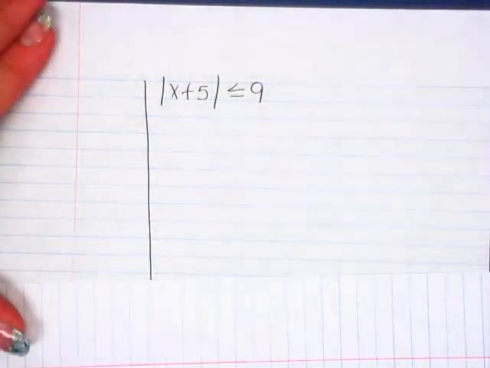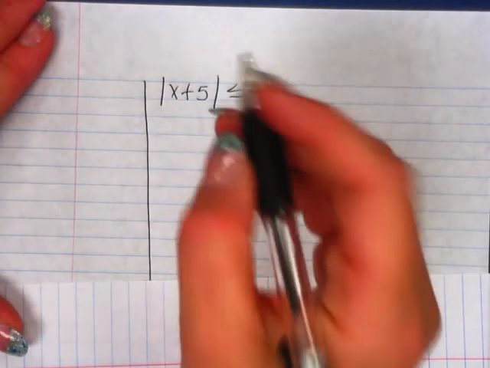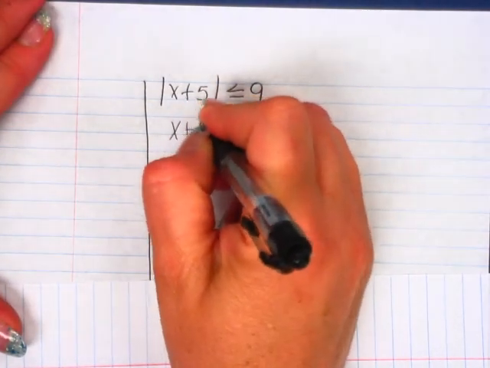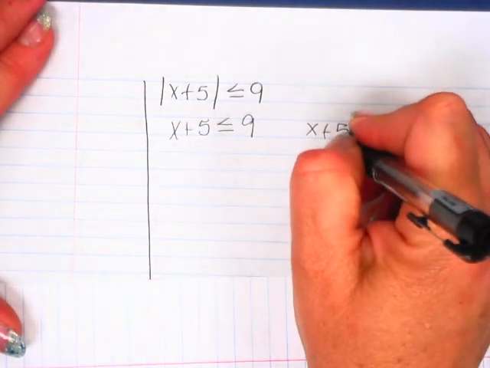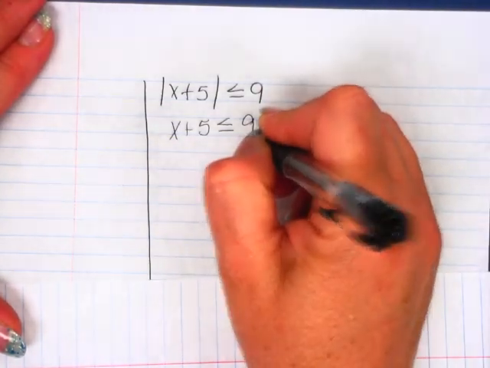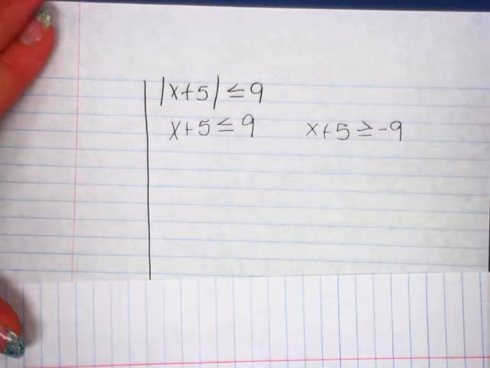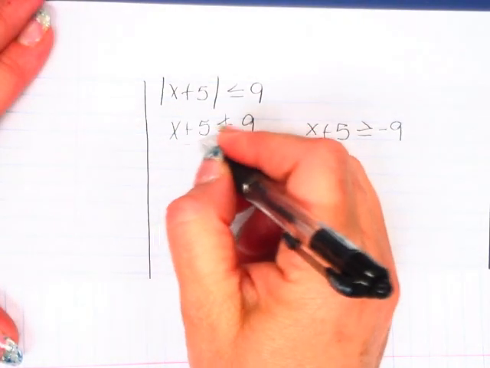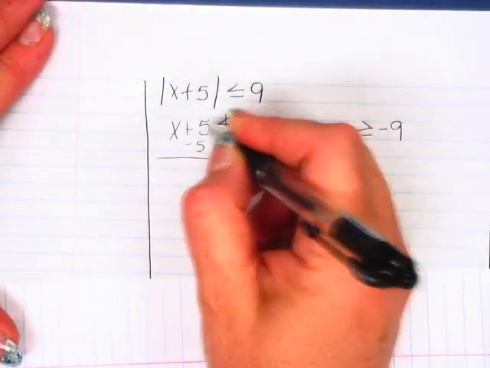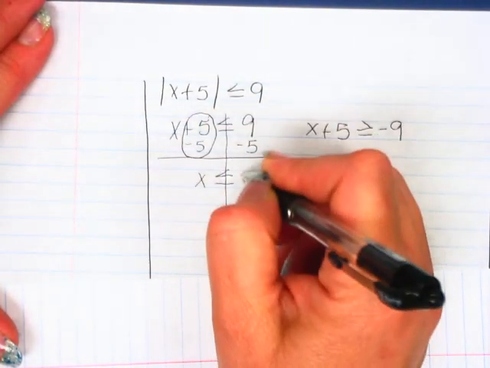Okay, so let's try this problem, which is the absolute value of x plus 5 is less than or equal to 9. So again, we go back to our steps. We rewrite without the absolute value, switch the inequality, change to the opposite or the negative 9. Now I'm going to solve them. Again, think of this like an equal sign, so we're going to make it a mirror. It's adding 5, so subtract the 5 from both sides. This gives me a 0, and I'm left with x is less than or equal to 4.